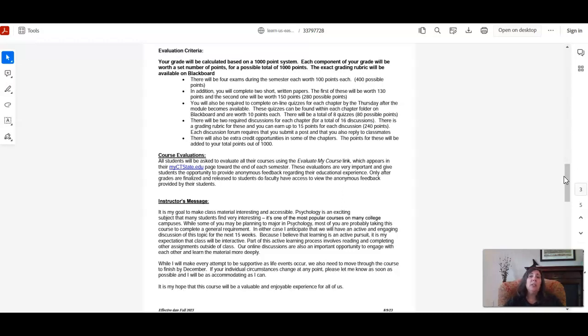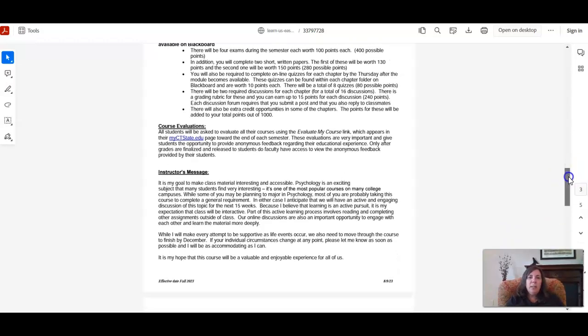So potentially, if you earned every point available plus extra credit, you could earn over 1,000 points for the class. But most students don't earn every single point, but there will always be a couple of students who earn more than 1,000 points if they're doing well in the class and doing extra credit. Okay, so that's how you'll earn your grade.